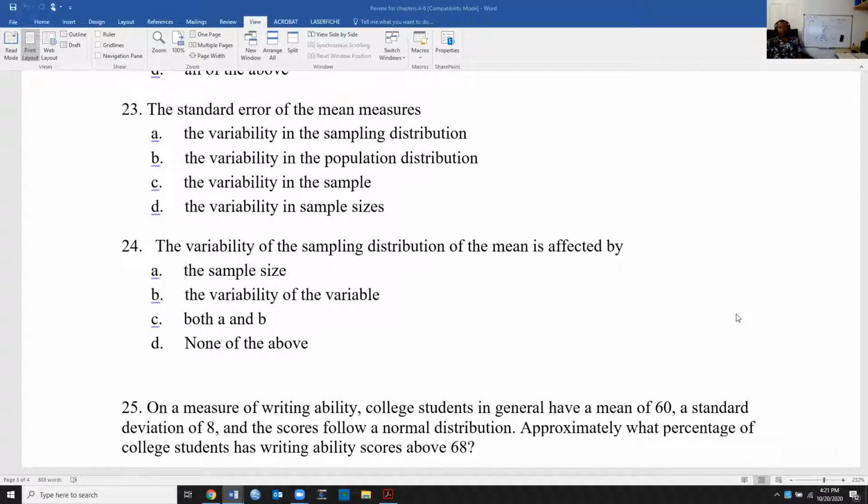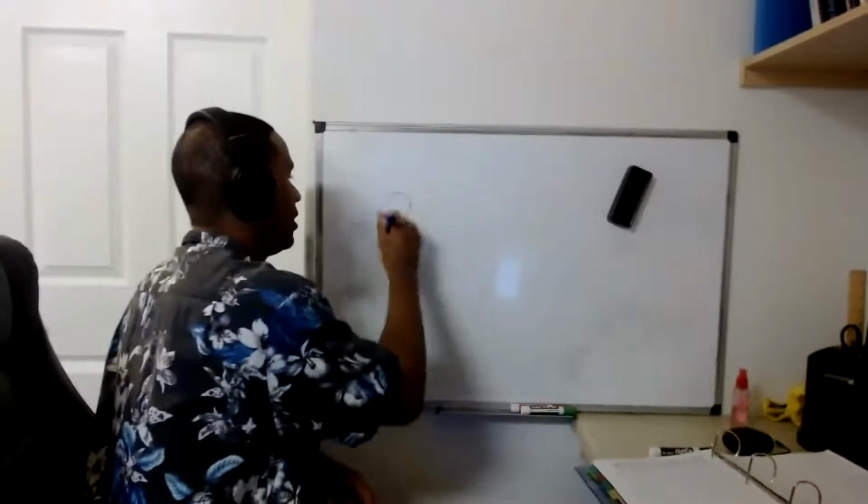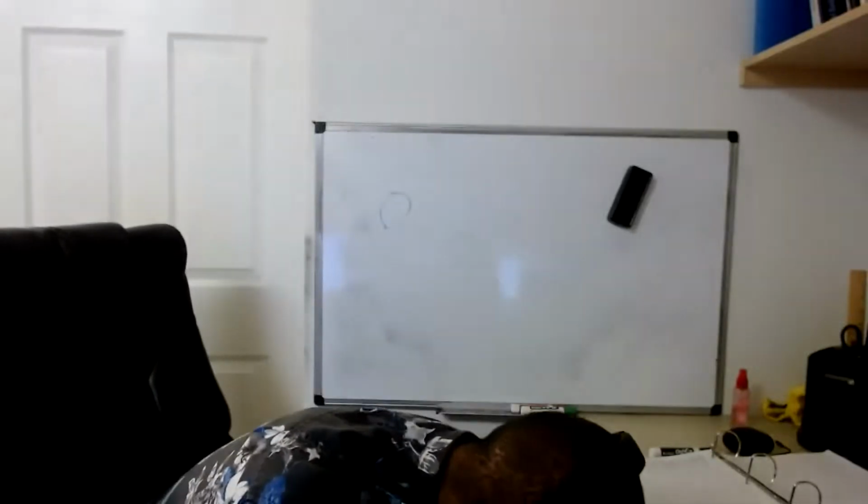Okay, so 24, the variability of the sampling distribution of the mean is affected by what? Would it be both A and B? Good. If you ever see some random question where you see like a both A and B, but then it's not there on every other question, it's like 99% of the time that's going to be the answer. Having said that, what does this mean? Now, the variability of the sampling distribution of the mean is the standard error of the mean. And the equation for the standard error of the mean is the standard error of the mean is equal to the population standard deviation divided by the square root of n.